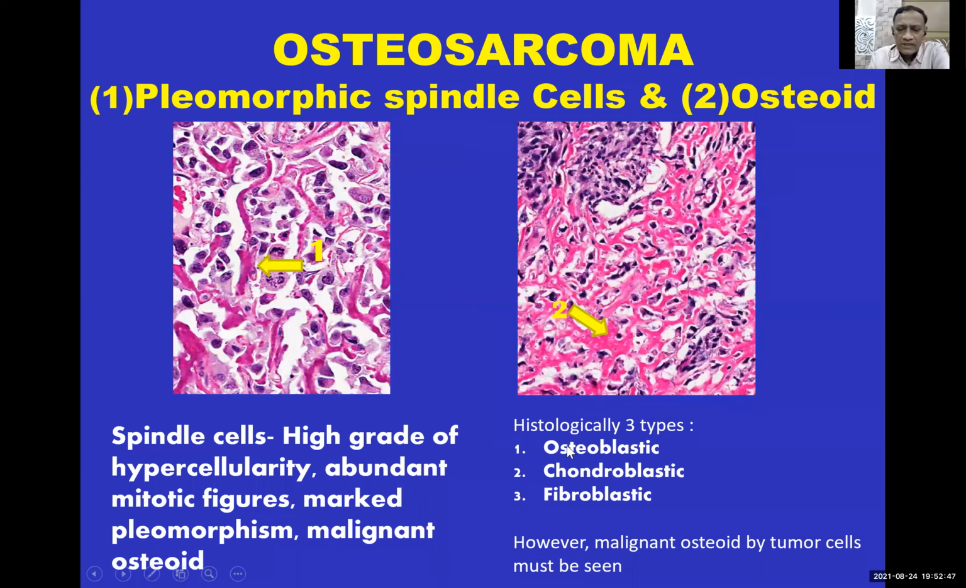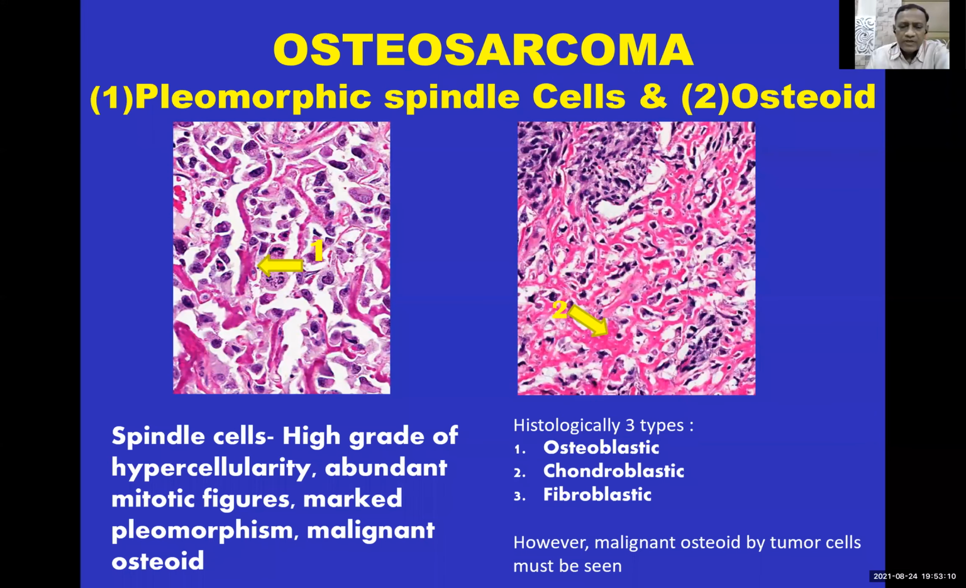Histologically, there are three types: osteoblastic, chondroblastic, fibroblastic, depending on which element is dominant. If it is osteoblastic, it looks yellowish. If it is chondroblastic, it looks bluish, and if fibroblastic, it looks white. But whatever the type may be, it should show the osteoid. Tumor osteoid must be seen.